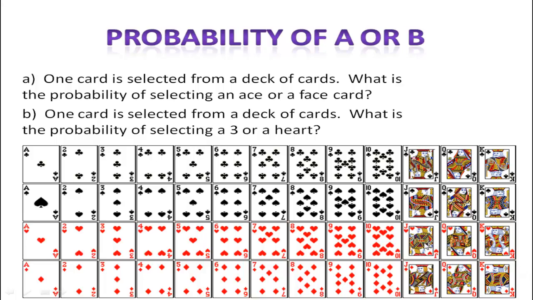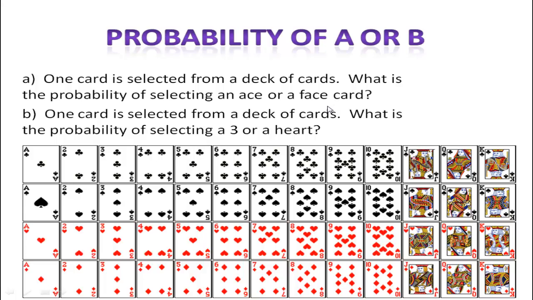Okay, in this example we have another deck of cards problem here. I have letters A and B. I don't have much room here, but I'm going to do my best. Letter A says one card is selected from a deck of cards. What is the probability of selecting an ace or a face card?